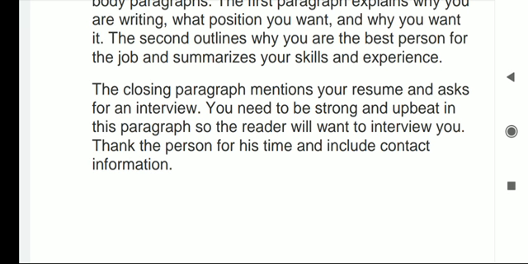You need to be strong and upbeat in this paragraph, so the reader will want to interview you. Thank the person for the time and include contact information. This was about letter writing.